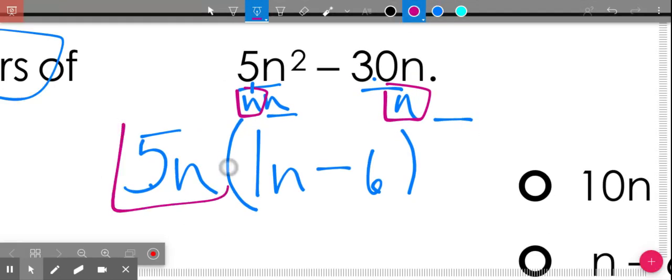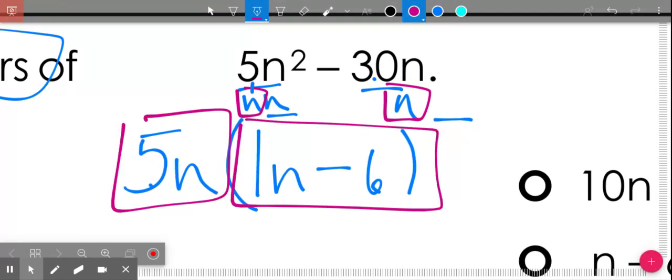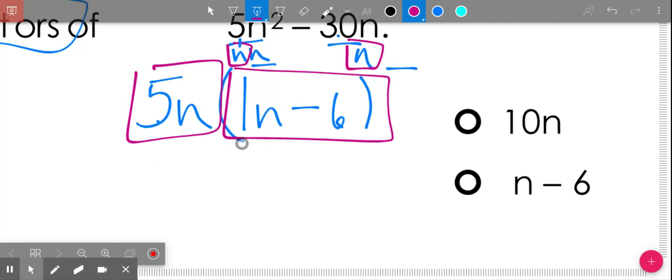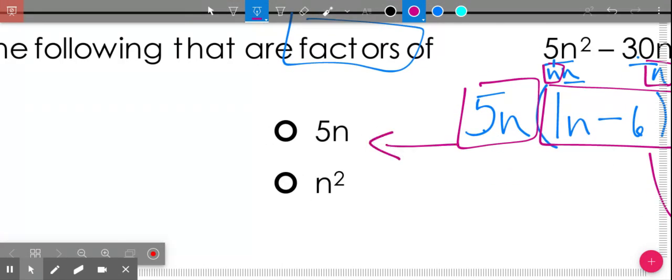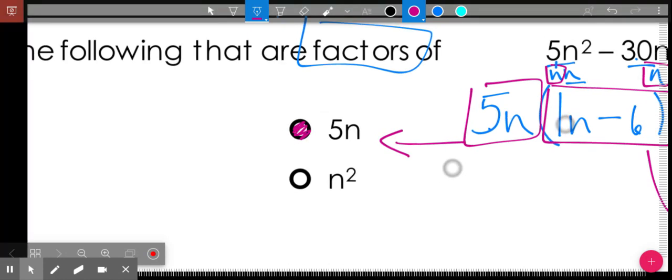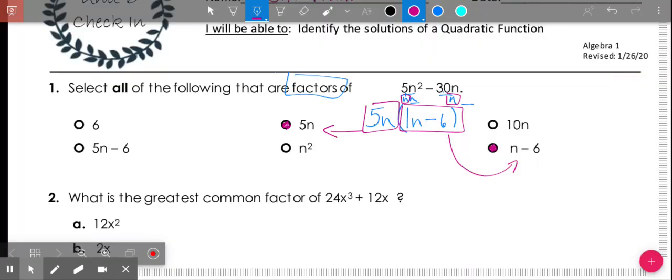So guys, these are my two factors. These two pieces are my factors. So I'm going to look for those pieces. Look, I have n minus 6. And then I'm looking for 5n right here. Okay, those are my two factors, my two pieces.